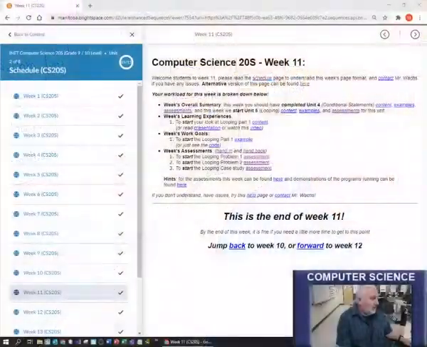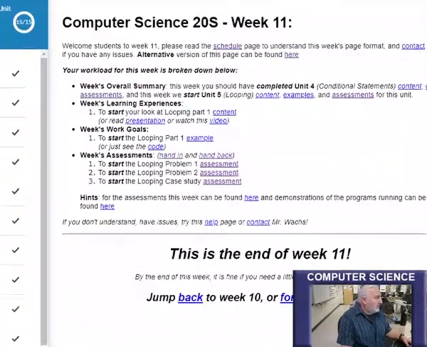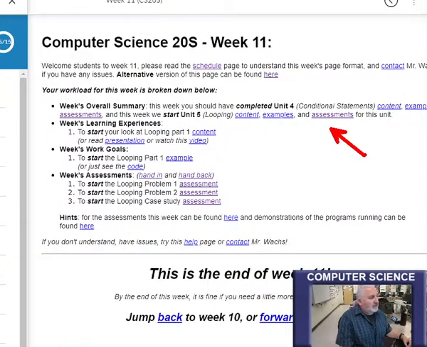Let's take a look at what I've planned for you for this week. So this week here on InformNet Computer Science 20S, you should have completed the unit called conditional statements, a very important unit, and now be starting the unit called looping.